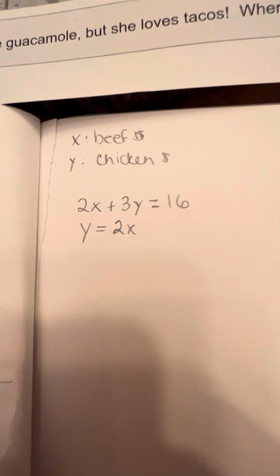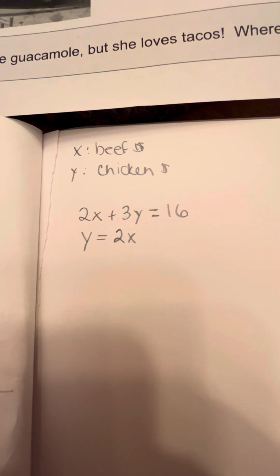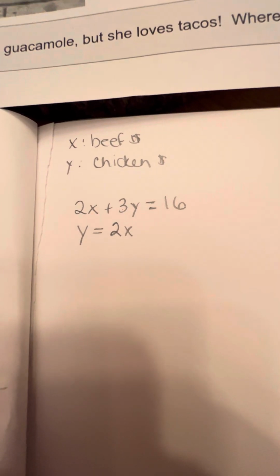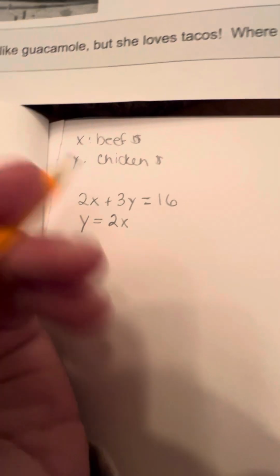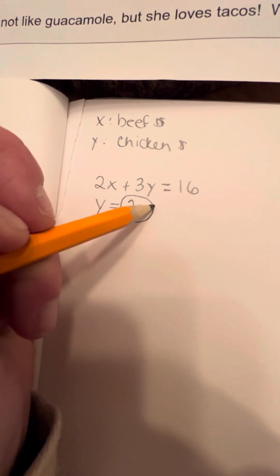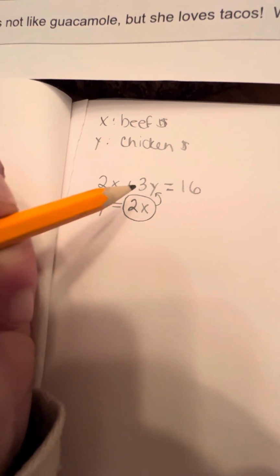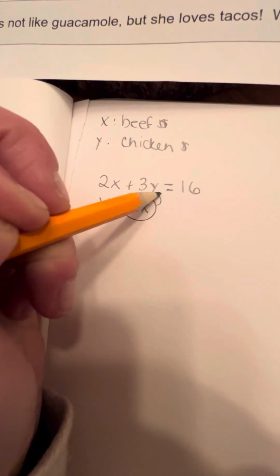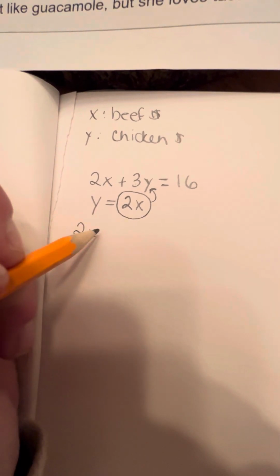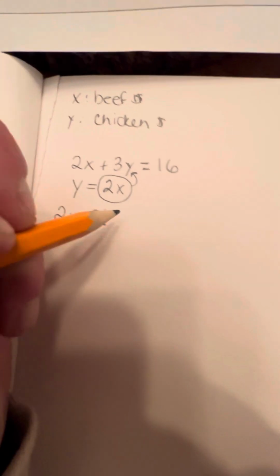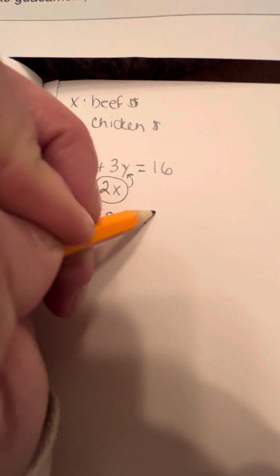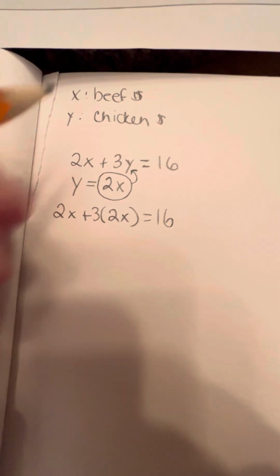Now if I'm trying to figure out the cost of each of them, just because it makes a little bit more sense to do substitution, I'm going to take this y equals 2x, and I'm going to plug it in where y is. I'm going to put it in right here in parentheses. So we've got 2x plus 3, parentheses, 2x there, we're going to substitute that in, and that's going to be equal to 16.